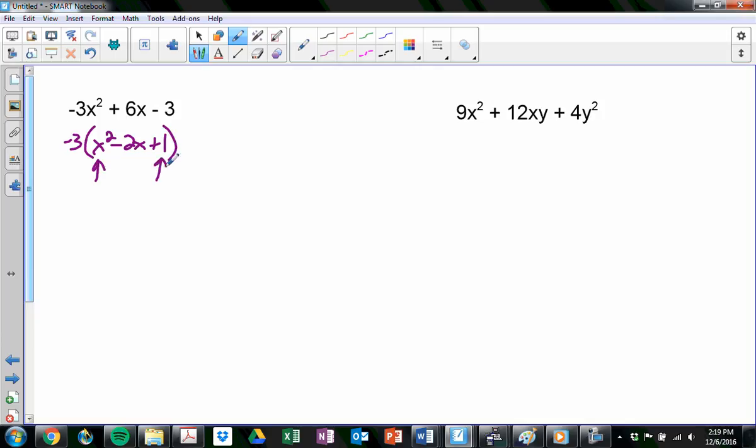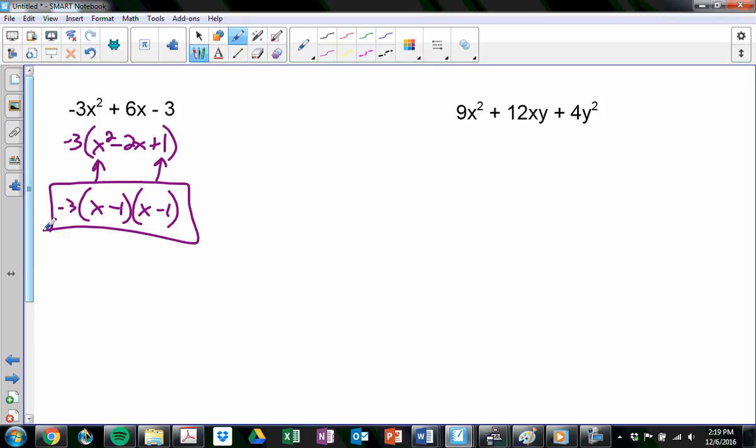Always remember that. 1 squared is 1, which means that 1 is a perfect square, like how 2 squared is 4, which makes 4 a perfect square, and 3 squared is 9, making 9 a perfect square. We don't need any of that right now. Just remember, 1 is a perfect square. This factors into x minus 1 times x minus 1 with a negative 3 in front.